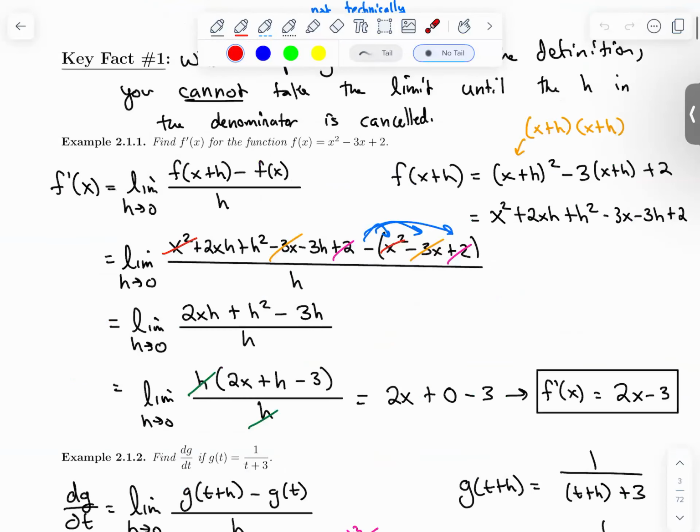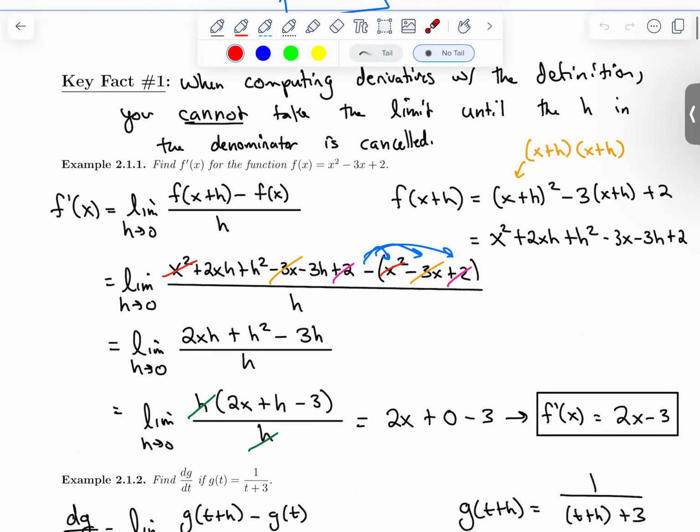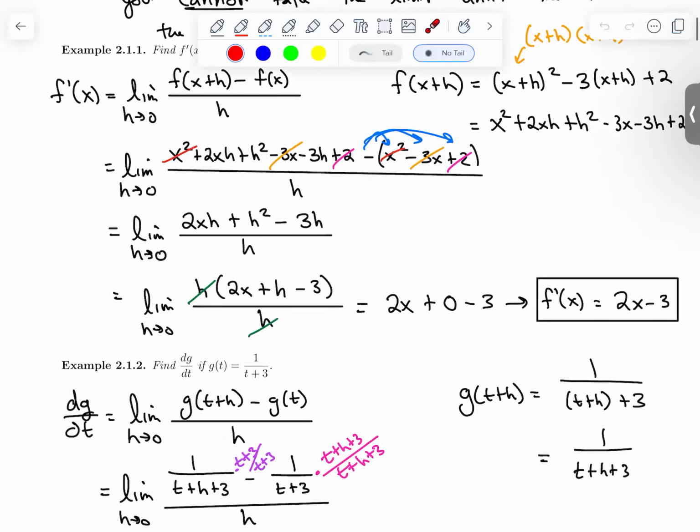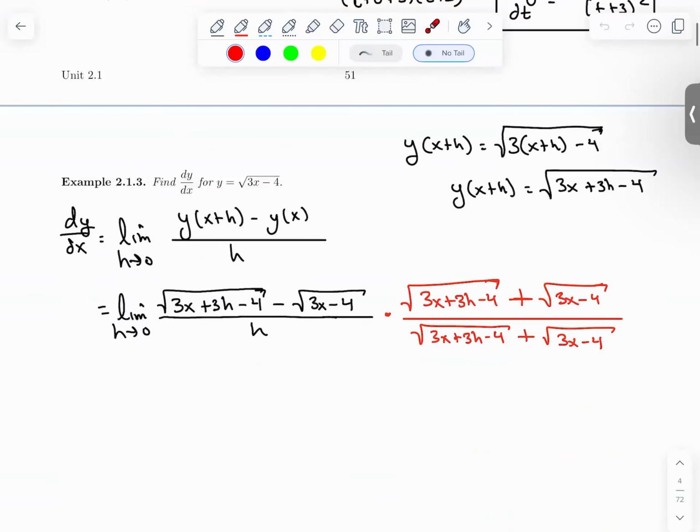And then the key fact that we learned first was that you are not done computing the derivative. You can't take the limit until you cancel that h in the denominator, which makes sense from our knowledge of limits, in particular that if you were to try and plug in 0, you'd be dividing by 0, which is a problem. So we have to do some type of algebra so that we can get things done properly. So this is where we left off.